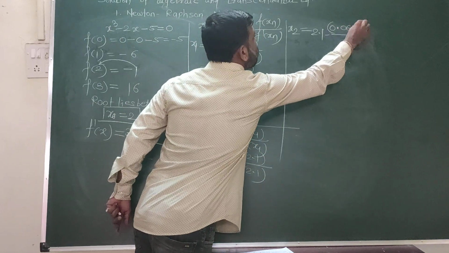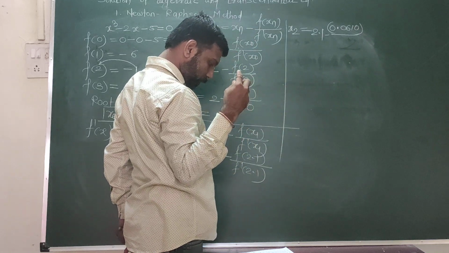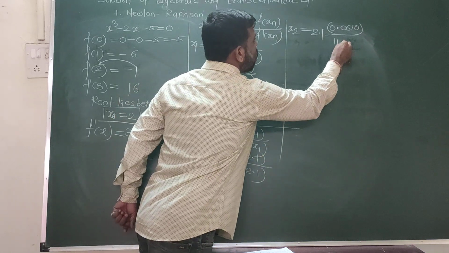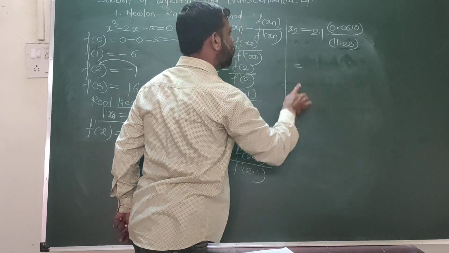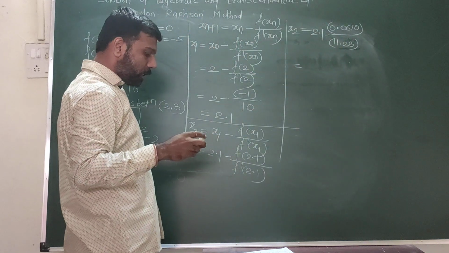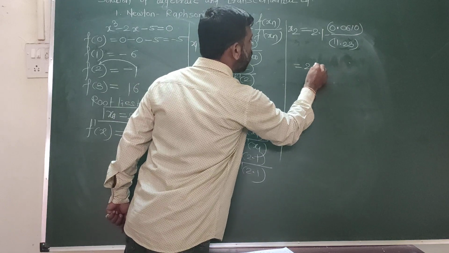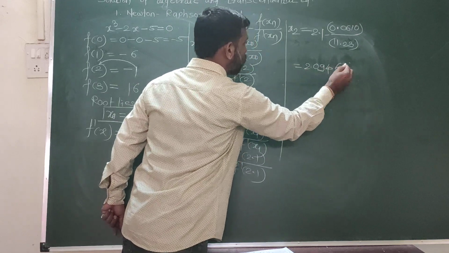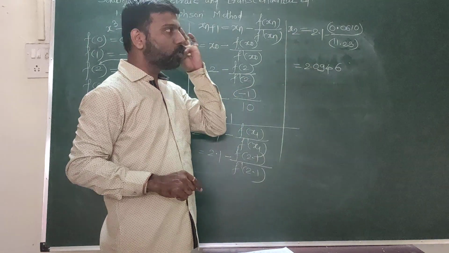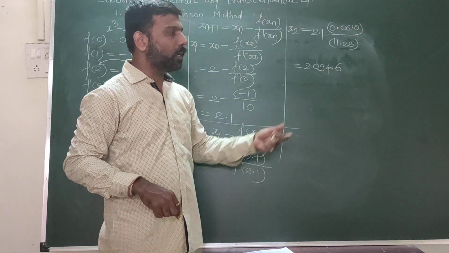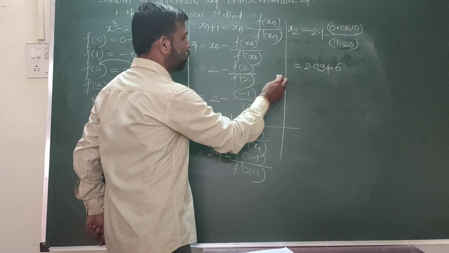upon 11.23. And after the calculation on the calculator, this x2 becomes 2.0946. So this becomes our second approximation. We calculate this on the calculator and then we get x2.